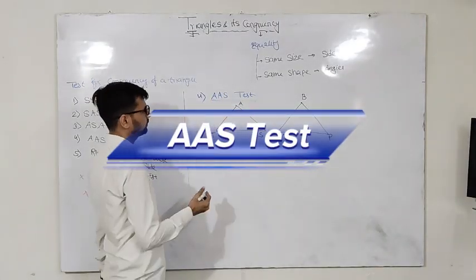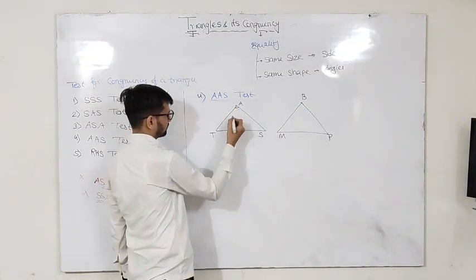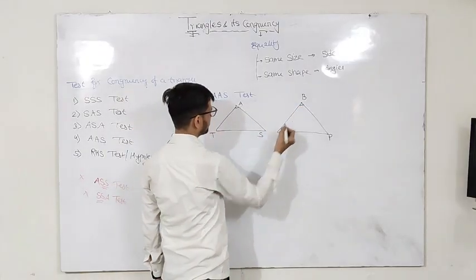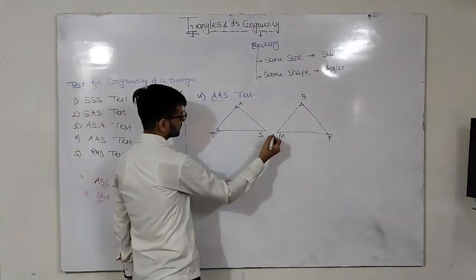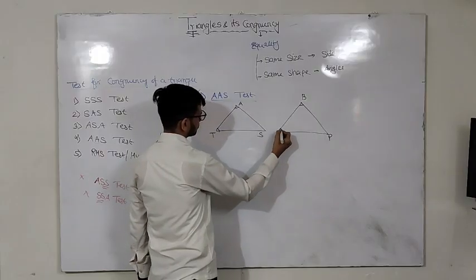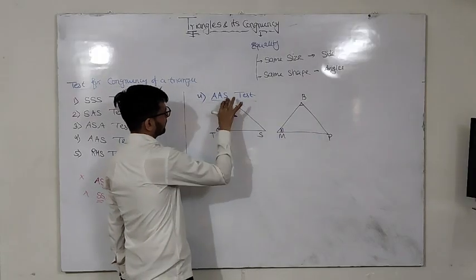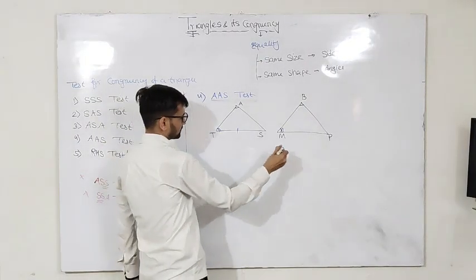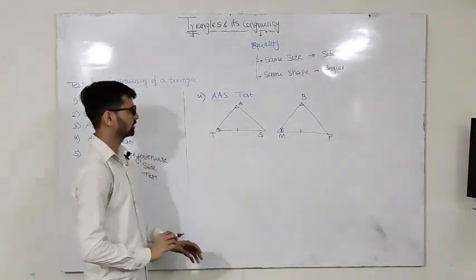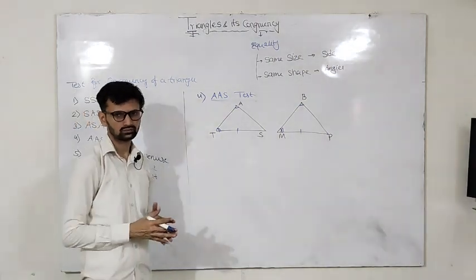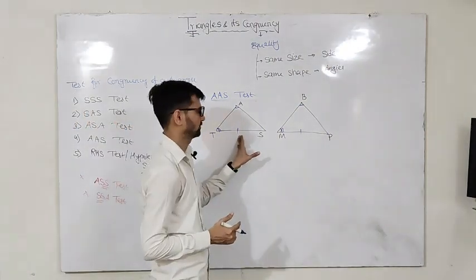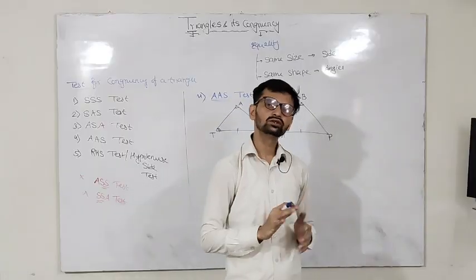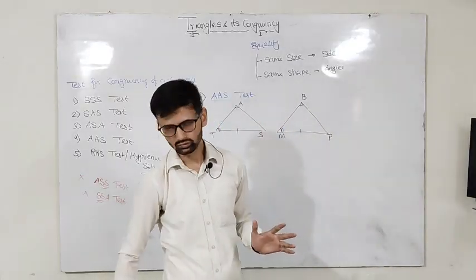AAS test. If two angles are congruent, suppose angle A equals angle B and angle T equals angle M, and one side is congruent, any side. Suppose this side is equal to this side. The side should not be in between them. It can be any side. If these are congruent, then these two triangles are congruent.